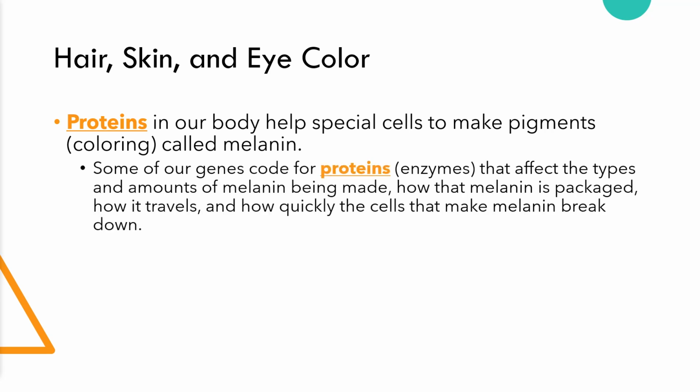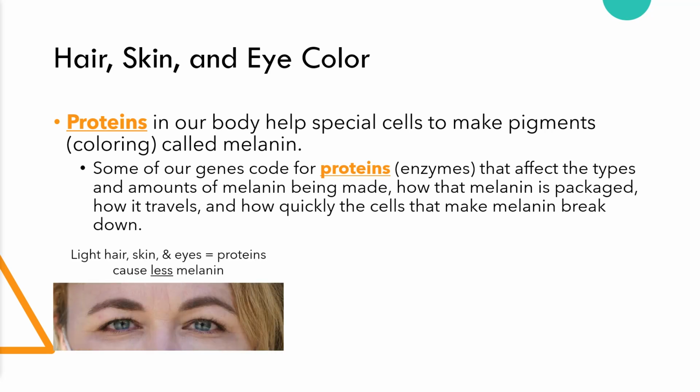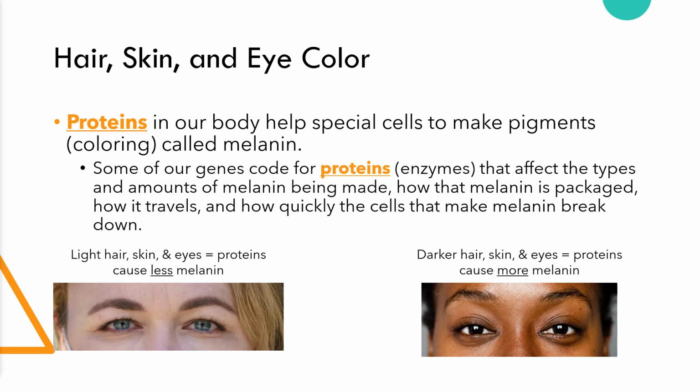Some of the genes that we have in our DNA code for proteins, in this case, enzymes that speed up chemical reactions. These proteins affect the types and amounts of melanin being made, how that melanin is packaged, how it travels, and how quickly the cells that make melanin break down. A person with lighter hair, skin, and eyes probably has proteins in their body that cause less melanin to be produced. A person with darker hair, skin, and eyes probably has proteins in their body that cause more melanin to be produced. So, a big part of the reason why your hair, eyes, and skin are the color that they are is because of the proteins your body produces and how that affects melanin production.